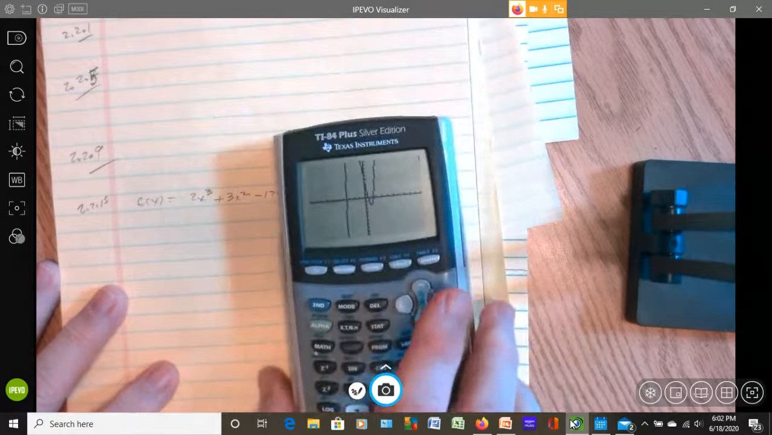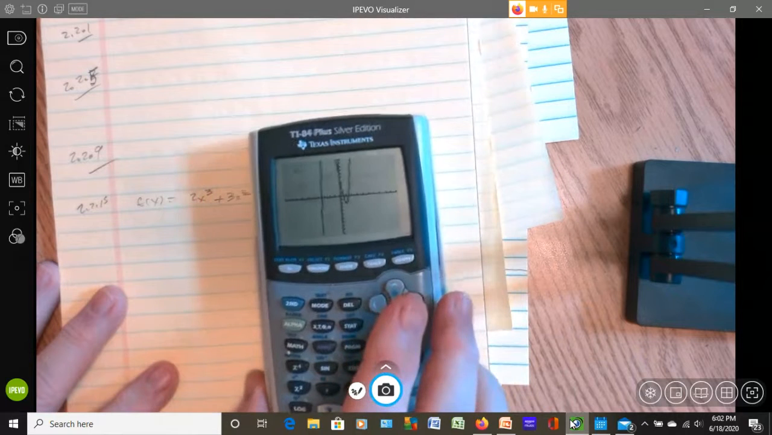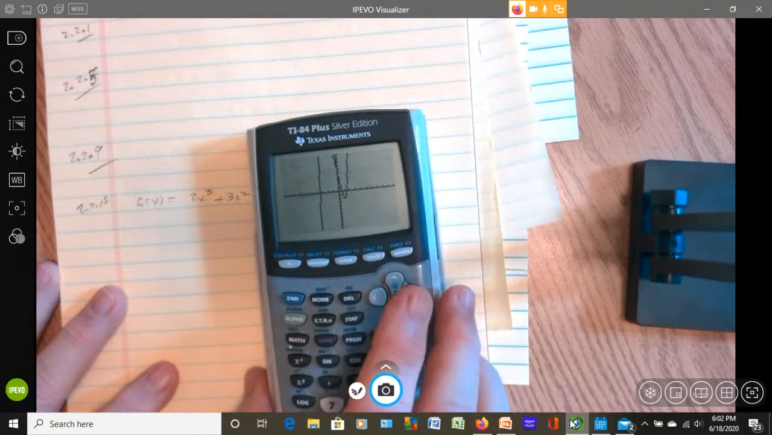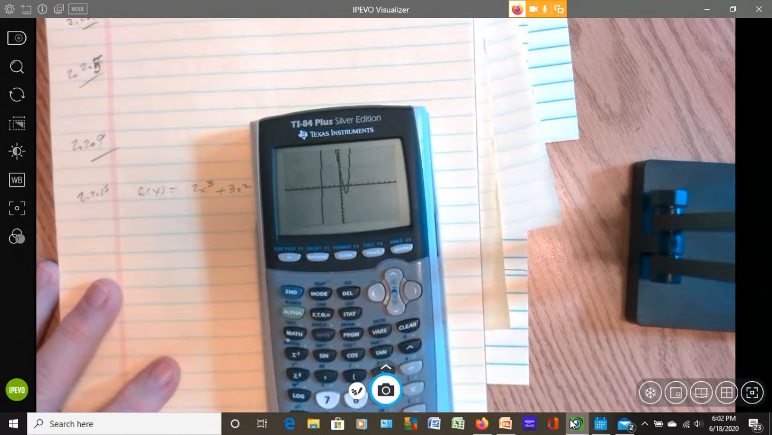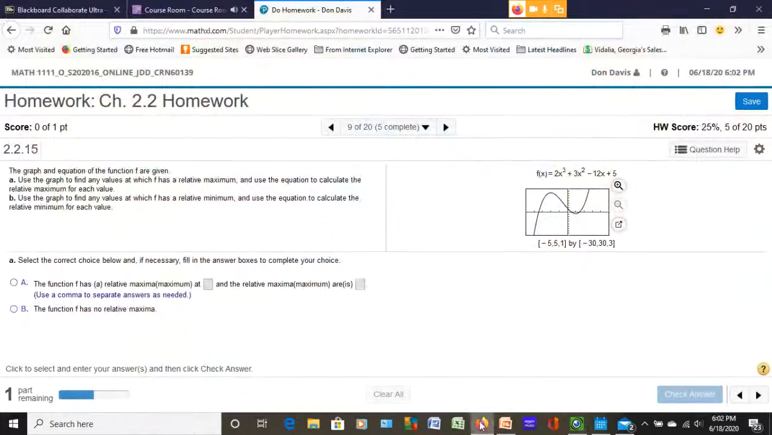Wow, it looks different, doesn't it? It looks different on what they had versus what I have. So we've got slightly different window settings. We can fix this. Oh yeah, look, there are the window settings. Oh, these are the X's.